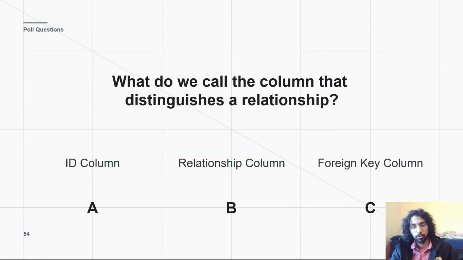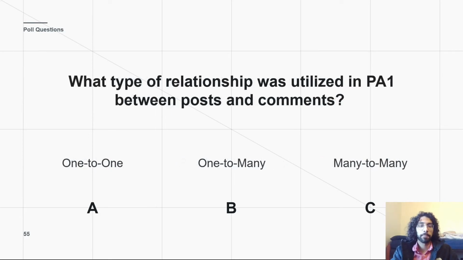So now let's go for some quick questions. What do we call the column that distinguishes a relationship? Foreign key column, right? In PA1, we had posts and comments. We've been talking about this a lot today. What relationship is that, right? There's 3 options. Well, for every post, there's a lot of comments, but for every comment, there's only 1 post. So that would be a one-to-many, right?